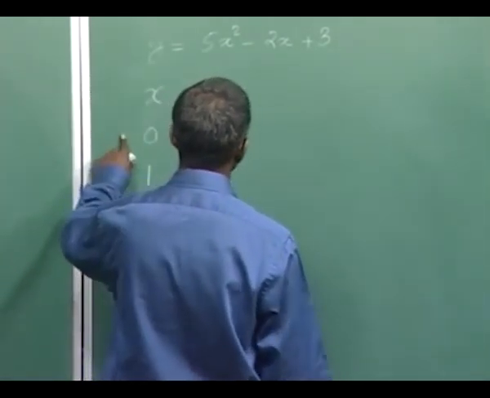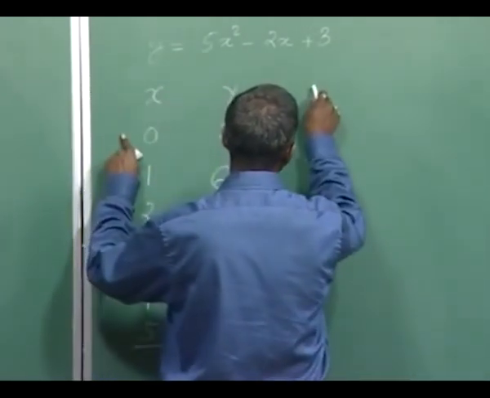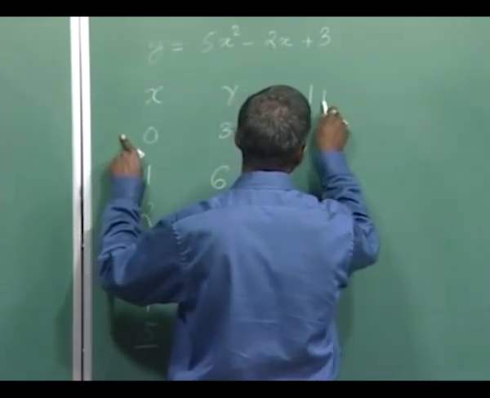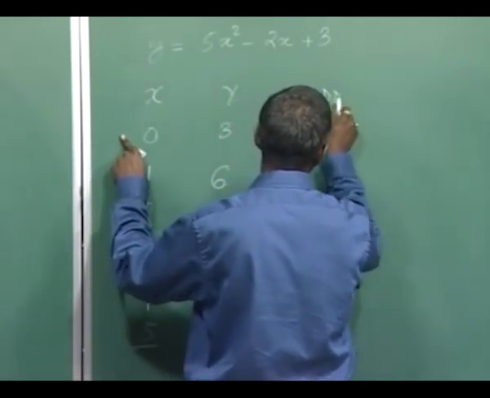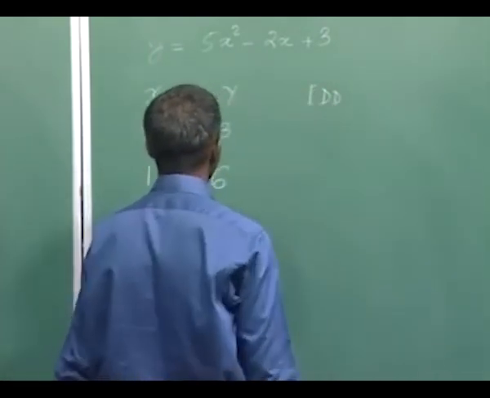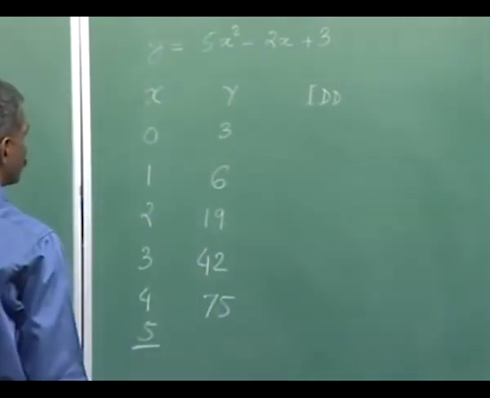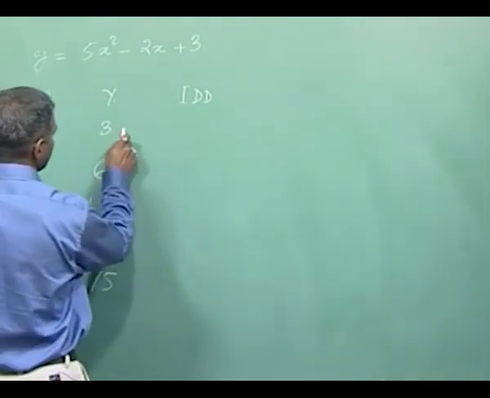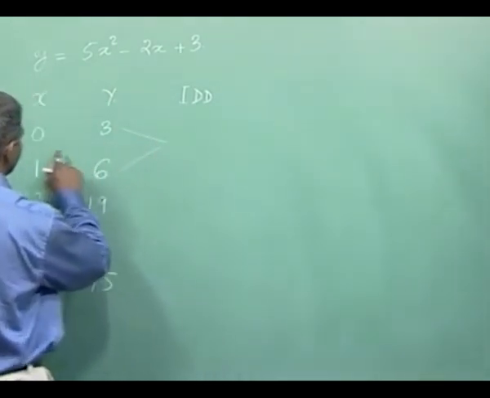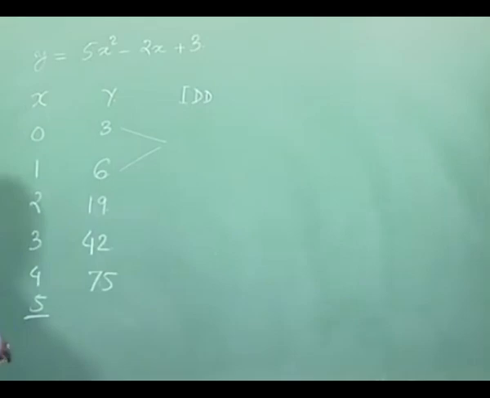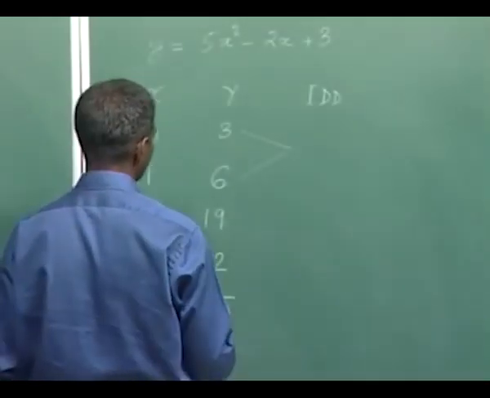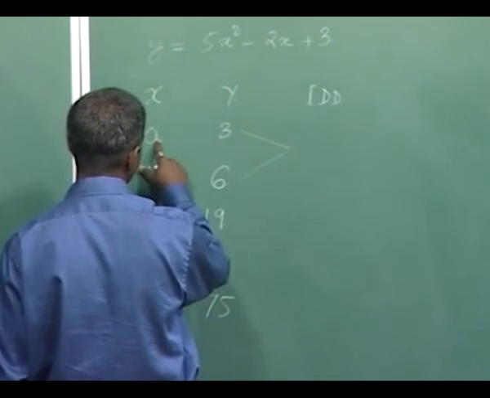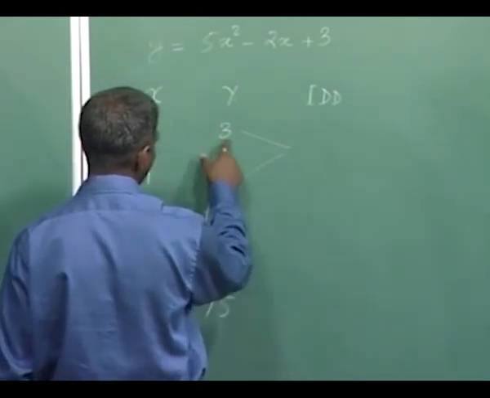Okay. Now let me arrange the column for the first divided difference. I call it 1DD. How would I start computing those divided differences? I'll use the information corresponding to the first and the second row. And this will be 6 minus 3 over 1 minus 0, which is 1. So 6 minus 3, this is 3.